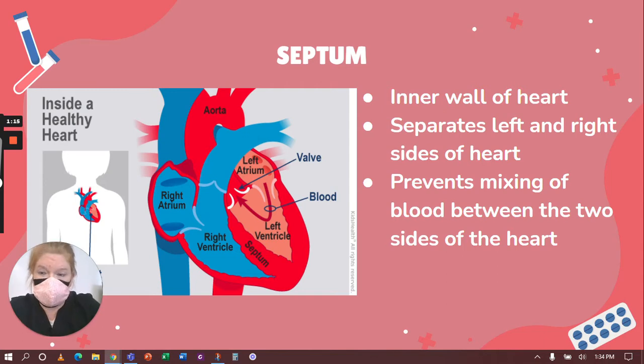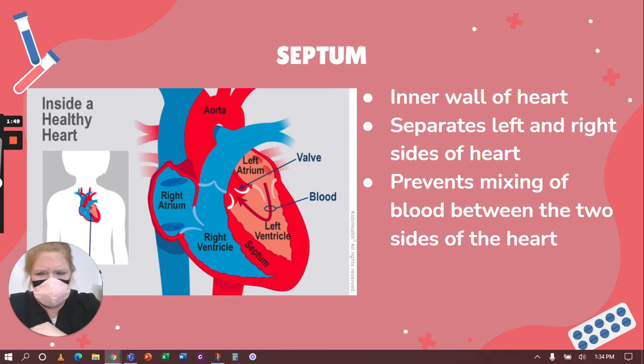Okay, now the septum. The septum is a divider. It is the inner wall of the heart, and it separates the left and right sides of your heart. Why is that so important? Well, it prevents the mixing of blood between the 2 sides of the heart. The right side of the heart carries deoxygenated blood. The left side of the heart carries oxygenated blood. If those 2 sides mix their blood, then the blood that's distributed to the body won't have enough oxygen content in it. So this is really important.